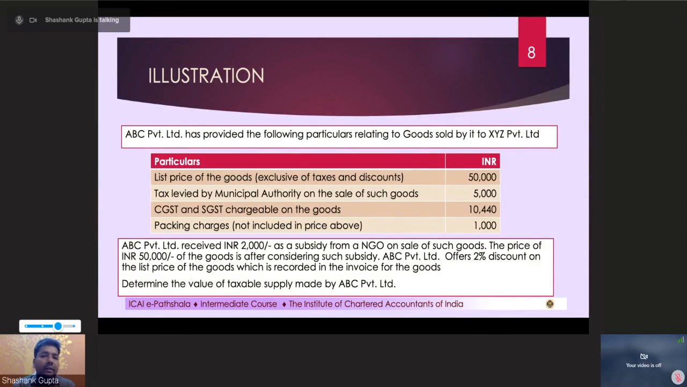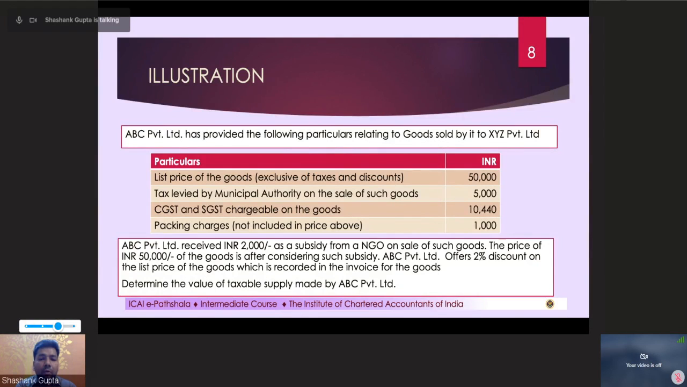What did we study in the section? It says any other taxes, cesses, duties will be included for the purposes of valuation under GST. So 5,000 has to be added. This means that this becomes 55,000. CGST and SGST chargeable on the goods. Will this be included? No, this will not be included. Why? Because specifically the section says that any tax under GST, that is CGST, SGST, IGST, UTGST and cess, is not to be included.